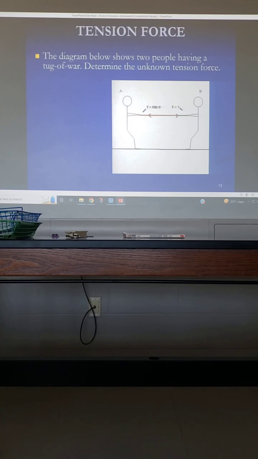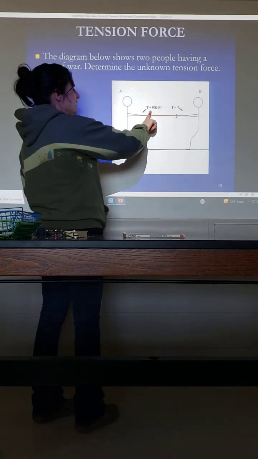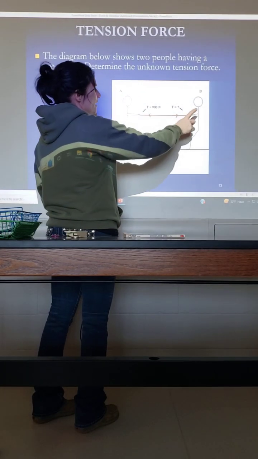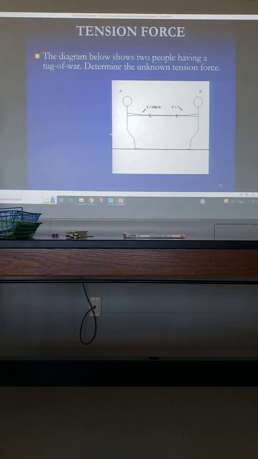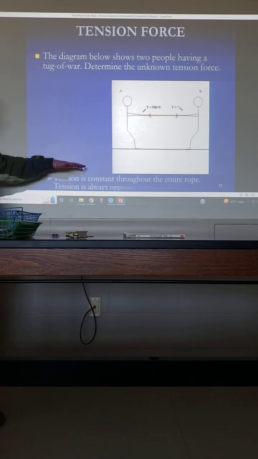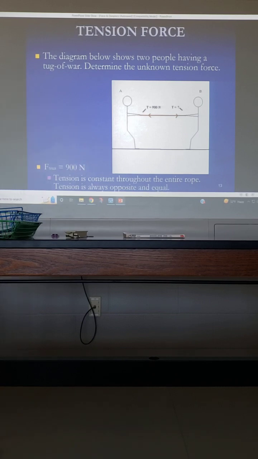So the diagram below shows two people having a tug of war, and so we know that the tension force is 900 newtons to the left, and we're trying to determine what the tension would be that person B is pulling. Well, I don't see any change. It looks like they're equal, right? And because they're pulling equal, that person would have a tension force of 900 newtons to the right. So tension is going to be constant throughout the entire rope because the forces are opposite but equal in force.